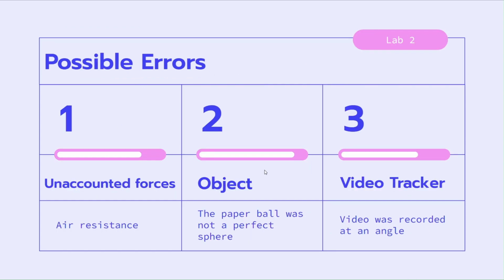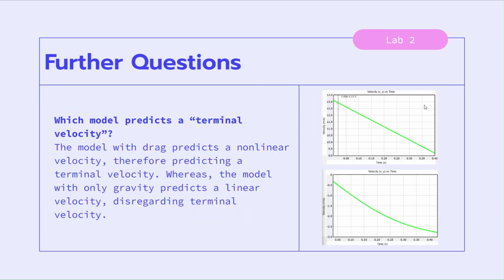So, our three possible errors: the first one is unaccounted for forces. So, like I mentioned earlier, air resistance was unaccounted for in the first computational model. The object we used was a paper ball, which is not a perfect sphere, so this could affect data collection. And then our video tracker was recorded from an angle, so this could have also impacted data collection.